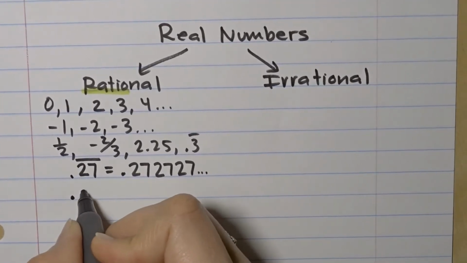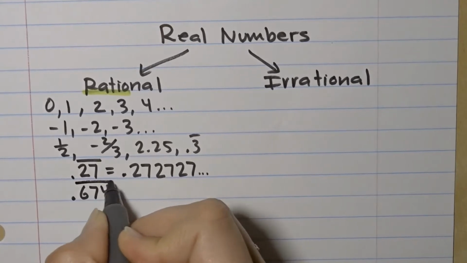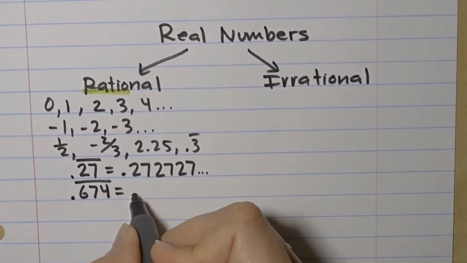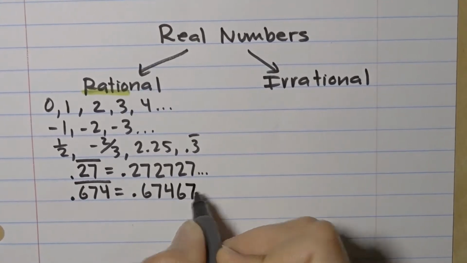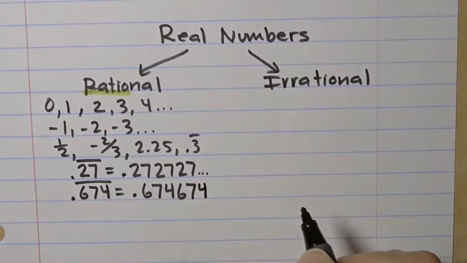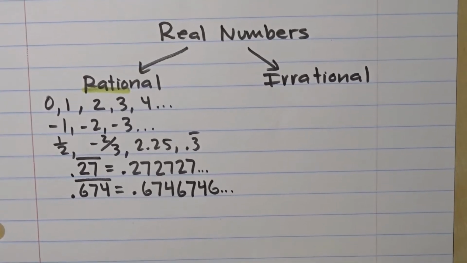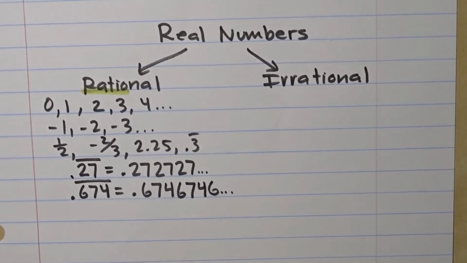For example, if I have the number 0.674 with a bar, and I ask you, can you predict what comes next? 0.67467, and then what's next? 4. What's next? 6. So because you could predict what comes next, that's also considered rational. Again, if it's got that repetition bar.